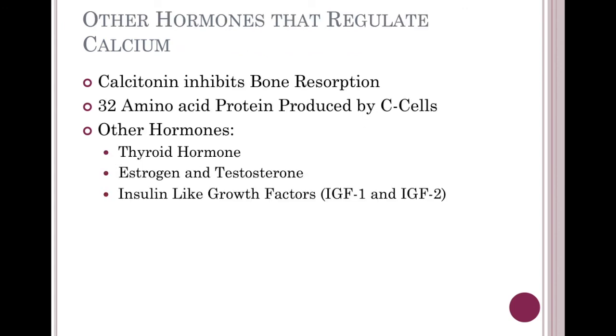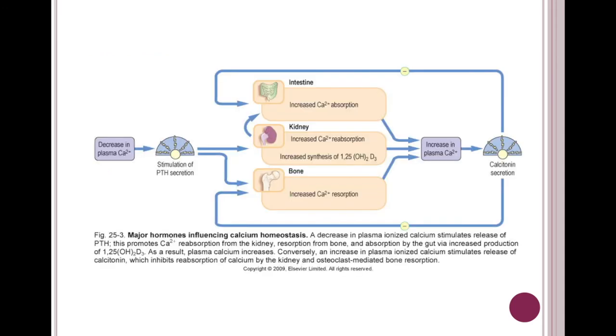So calcitonin, as I mentioned, inhibits bone resorption. It is an amino acid produced in the thyroid gland, and other hormones such as thyroid hormone, estrogen or testosterone, and IGFs will also regulate the calcium level in blood and regulate bone resorption. And again, the feedback mechanism is incredibly complex, but this is just a very basic way to show how this process works.